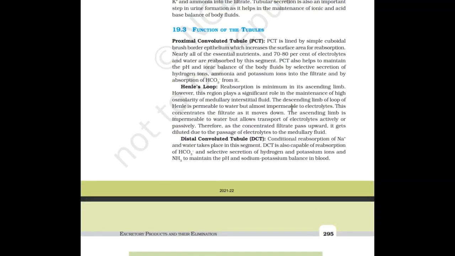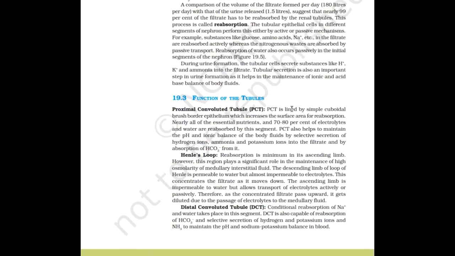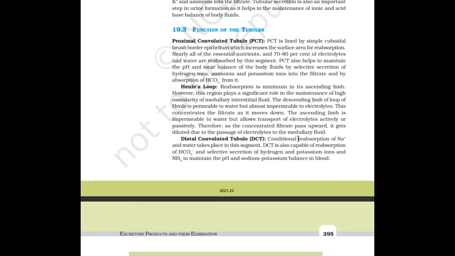PCT. PCT is lined by simple cuboidal brush border epithelium, which increases the surface area for reabsorption. Nearly all the essential nutrients and 70 to 80% of electrolytes and water are reabsorbed by this segment. PCT also helps to maintain the pH and ionic balance of the body fluids by selective secretion of hydrogen ion, ammonia and potassium ion into the filtrate and by absorption of bicarbonate from it.